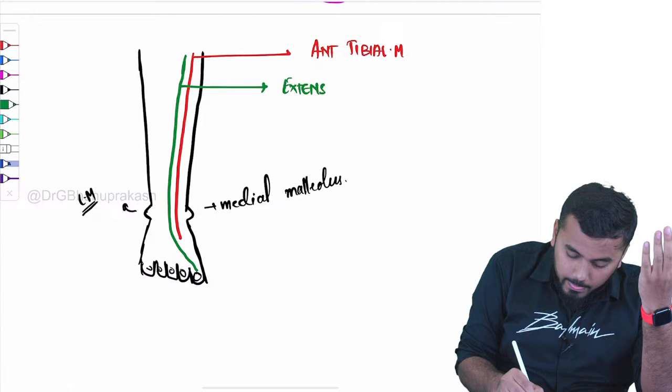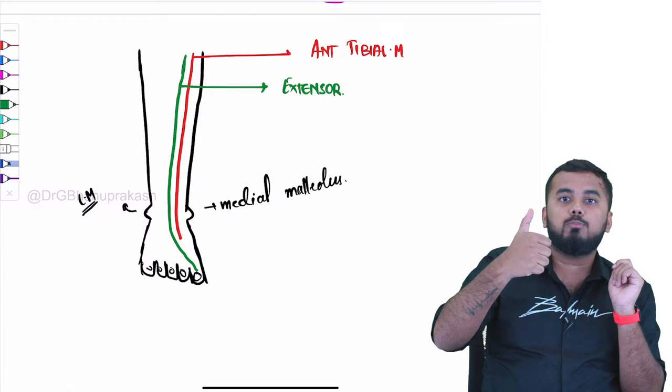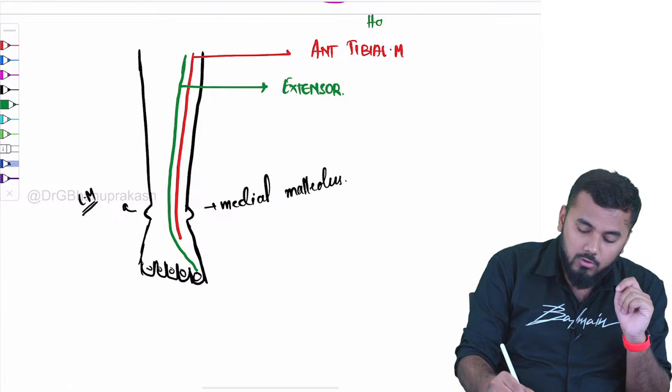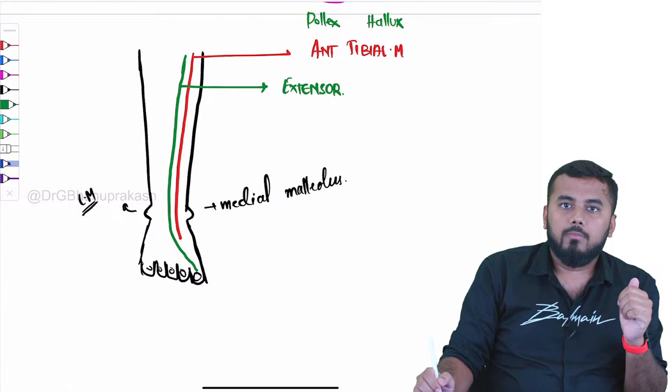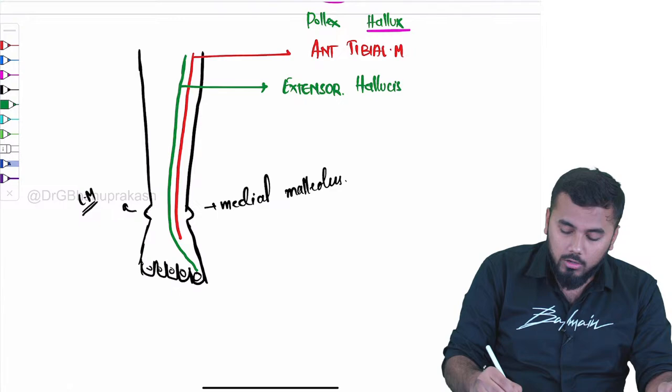In Latin, what do you call this finger, guys? This finger in Latin is called pollex. That is why all the muscles are named pollicis. But the toe, you call it hallux. The upper limb finger is pollex; the toe is hallux. So it is attached to the great toe, so it would be extensor hallucis, and it is very long, so it is longus. Simple, right?